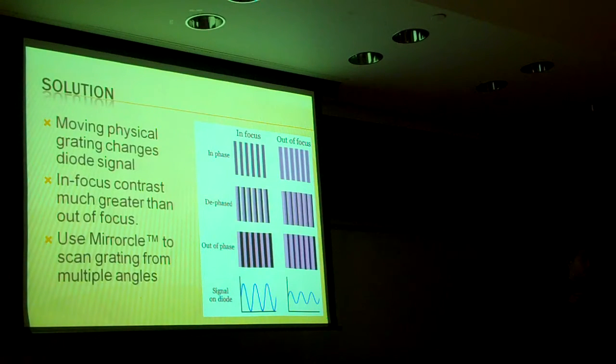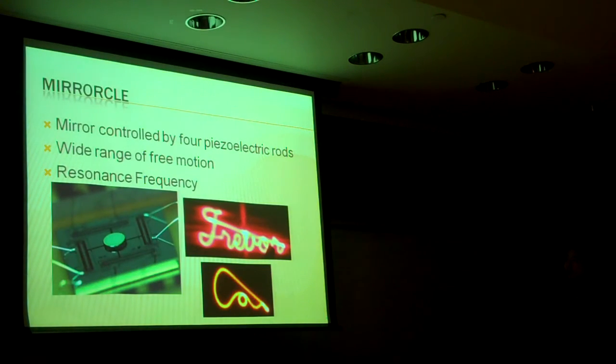And in order to scan multiple sections of the lens, we will be using the miracle, and that is essentially a mirror controlled by 4 piezoelectric rods, which is a complicated way of saying that you can use electricity to make the mirror move around very freely, very quickly, and in a very wide range of motion.